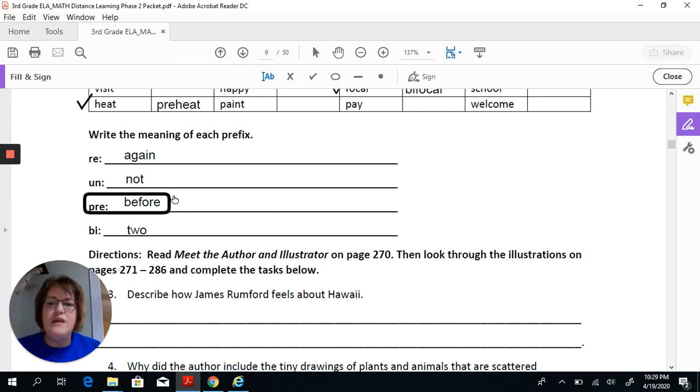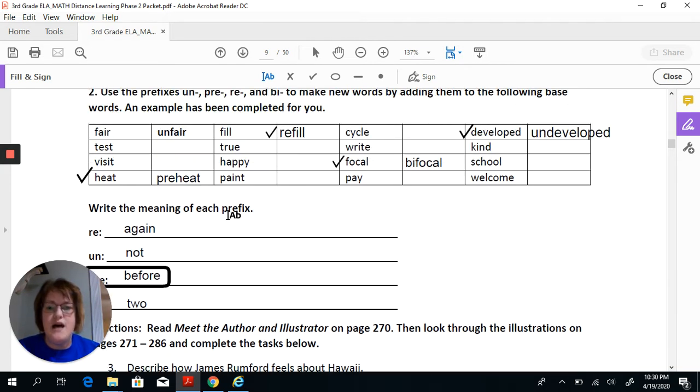But the only one that we have not actually completed this year, but if I recall, when I taught second grade, this was a second grade prefix, is the word pre. Pre means before. So Miss Clyett helped you with this part, so you can fill this in your packet if you weren't sure about some of these. So re means again, un means not, pre means before, and bi means two. Now let's go back up here to the top. I did a few of them for you to get you started.